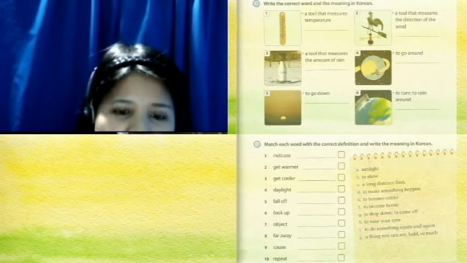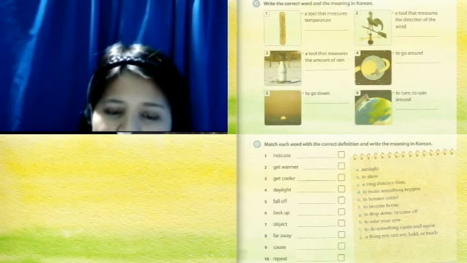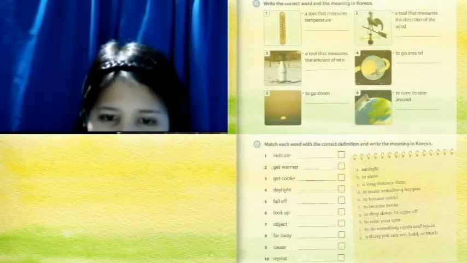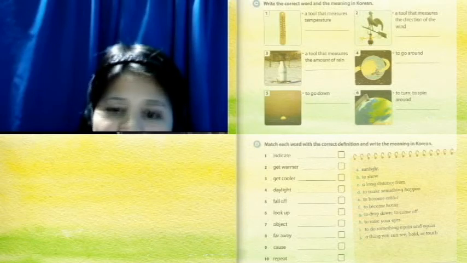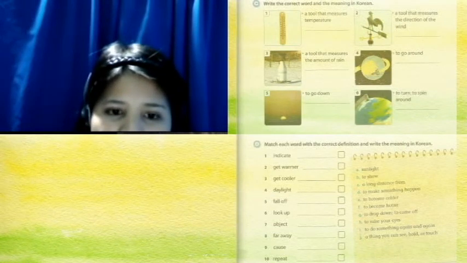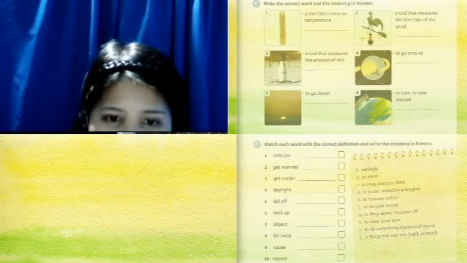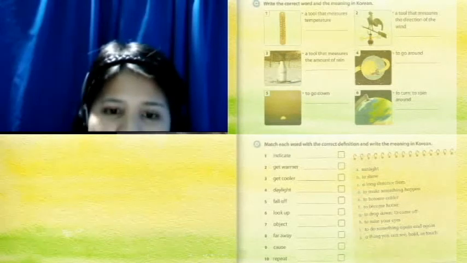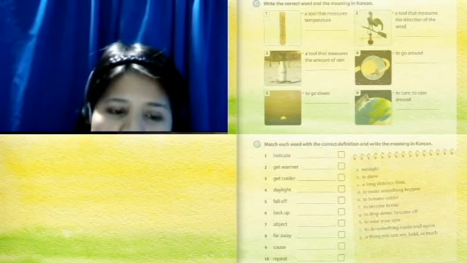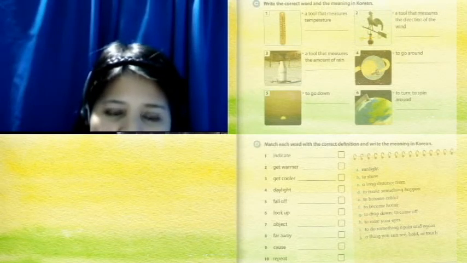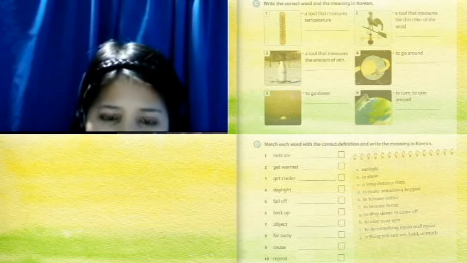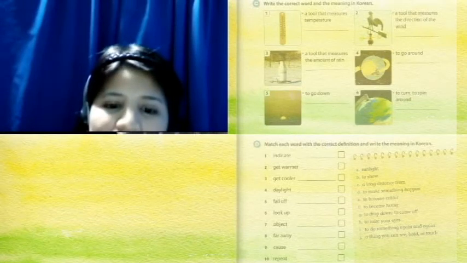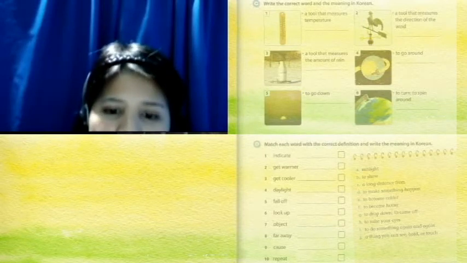So again, repeat means to do something again and again. Cause means to make something happen. Far away means a long distance from. Okay, object. Object means a thing you can see, hold, or touch.